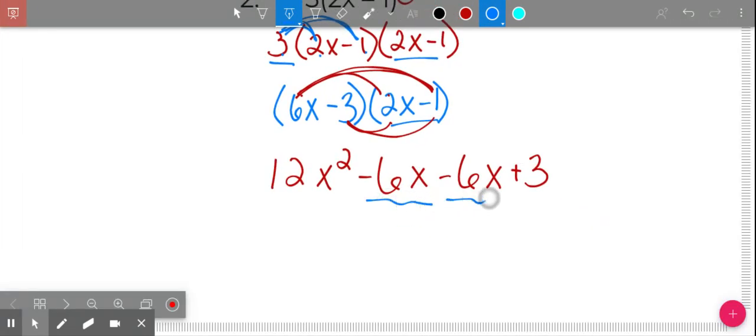Now we're going to have to combine like terms. So 12x squared. Negative 6 minus 6 gives me negative 12x plus 3.